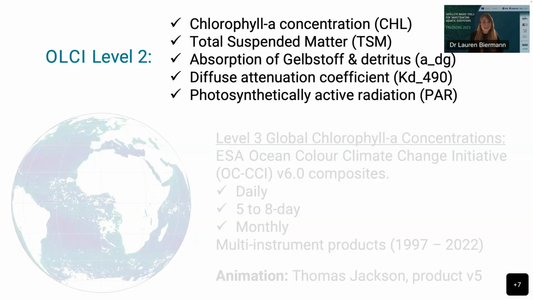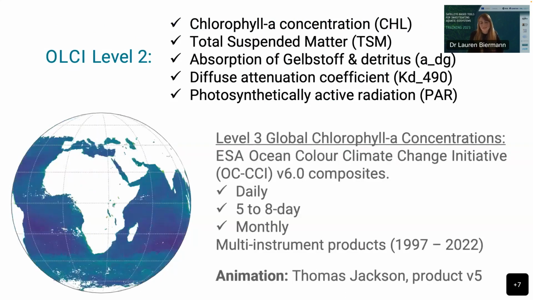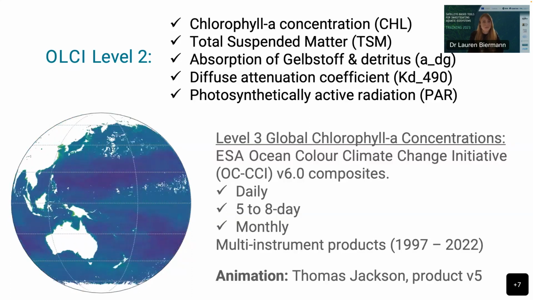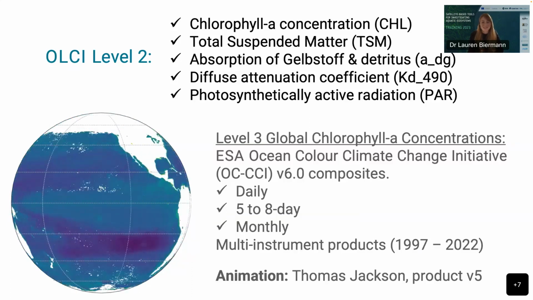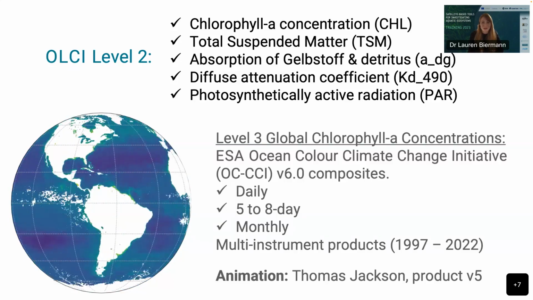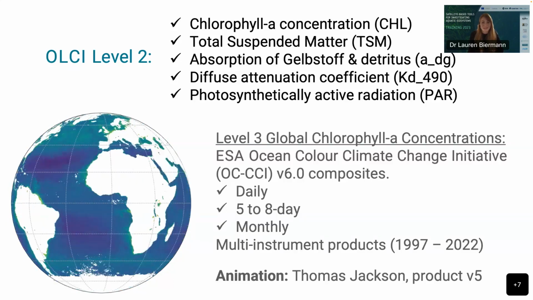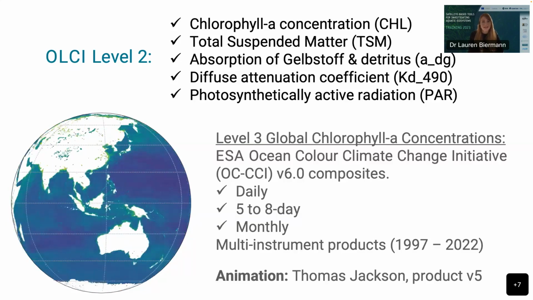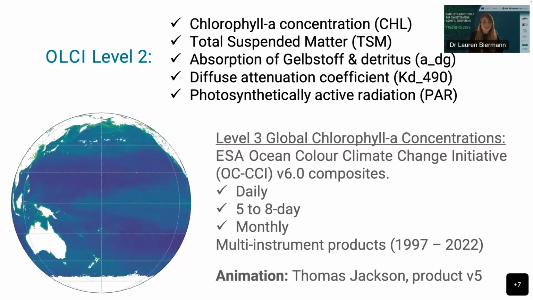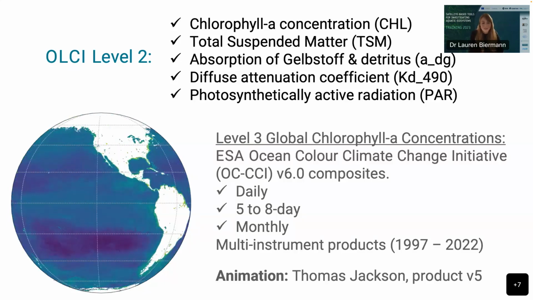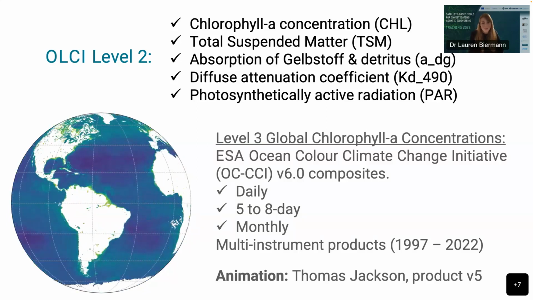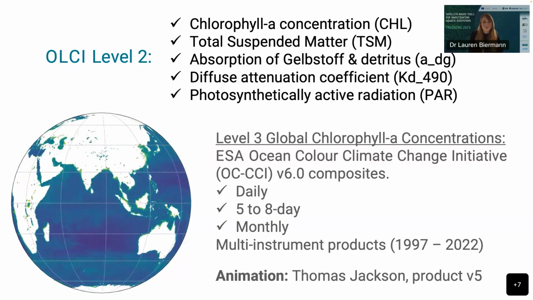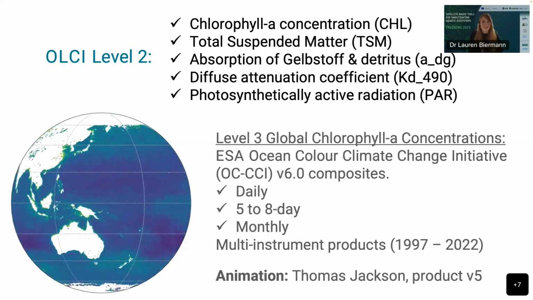At level 3, you can obviously tell this is one of my favorites because I use the spinning globe in all of my talks multiple times. Thomas Jackson created it from the version 5 Ocean Color Climate Change Initiative product. And this is that merged product using different sensors. And it is available to you for free as a daily, a 5-day or 8-day composite or a monthly composite. And that goes back to 1997 using a lot of the instruments that I've talked about in this talk.